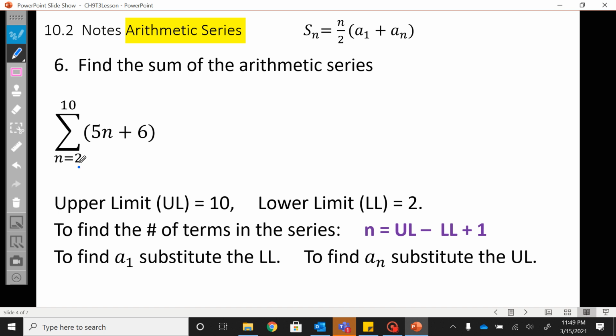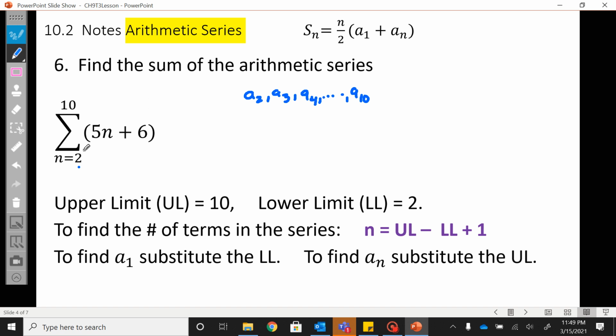Okay, so for instance, I have 2 to 10, so 2, 3, 4, 5, 6, etc., 10. Let me try that again. I would have a2, a3, a4, etc., all the way to a10. So the first term is a2, the 10th term is a10. How do I find each of these? Well, I would just substitute numbers 2 through 10 into this formula, 5n plus 6.